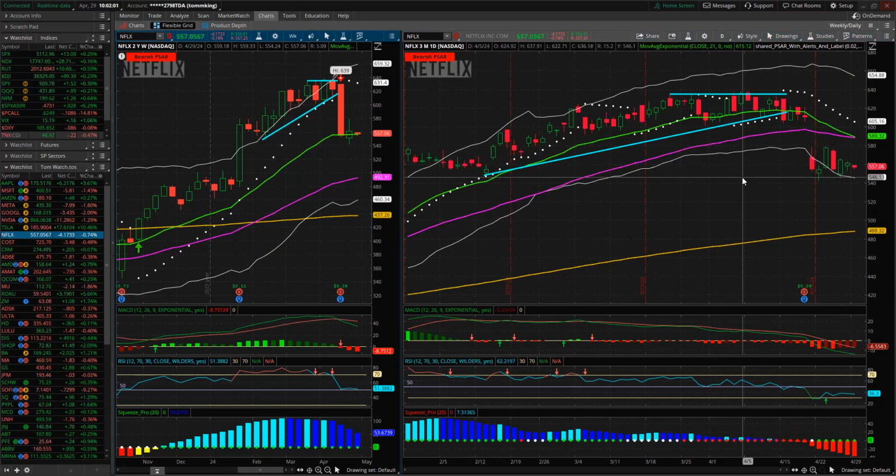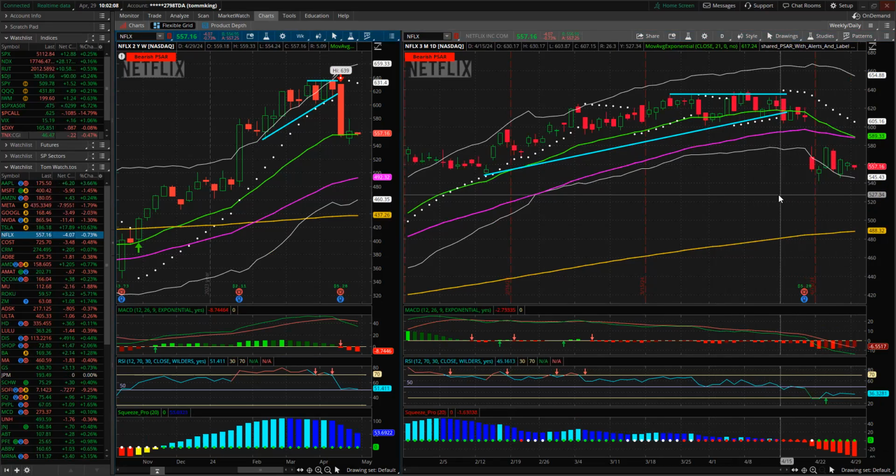So again, I'm mostly a trend trader and I'm going with momentum, and I'm looking for areas that reverse for me. Okay, so I hope that makes sense. We're all a little different.